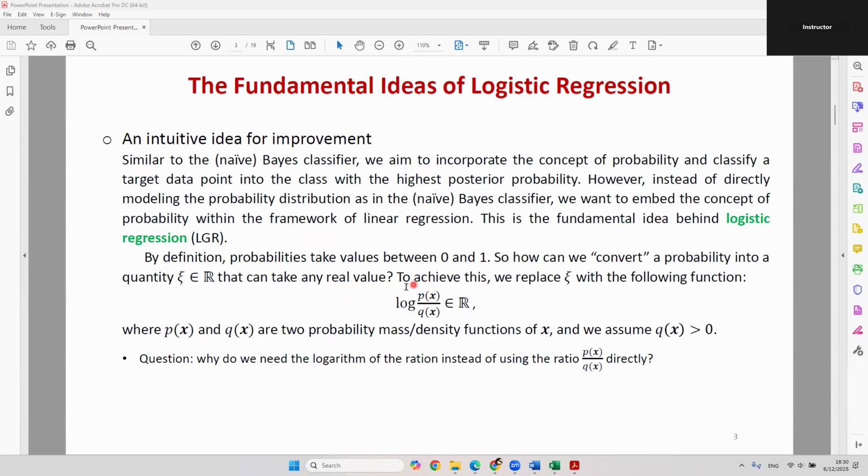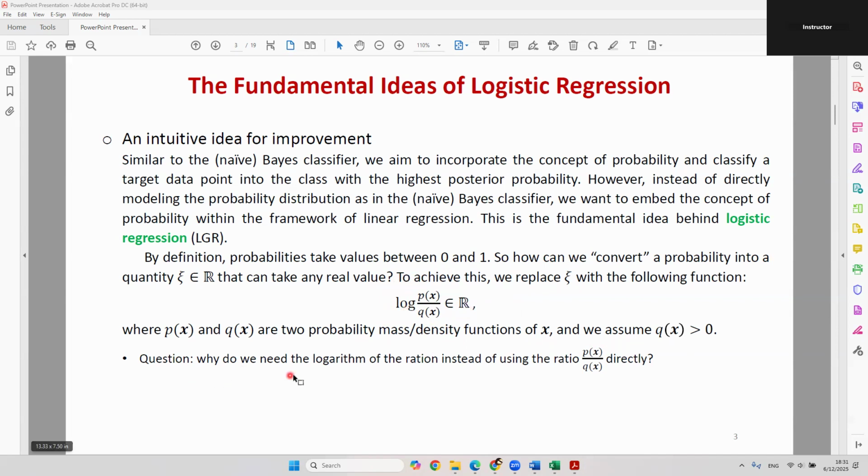What we do is apply a trick: we take a logarithm and use two probabilities, px and qx, where px and qx are two probability mass functions or two probability density functions of x. We assume qx to be greater than zero to make it valid. So we can clearly see that this will belong to R. The range of this log px over qx is going to be the whole R line.